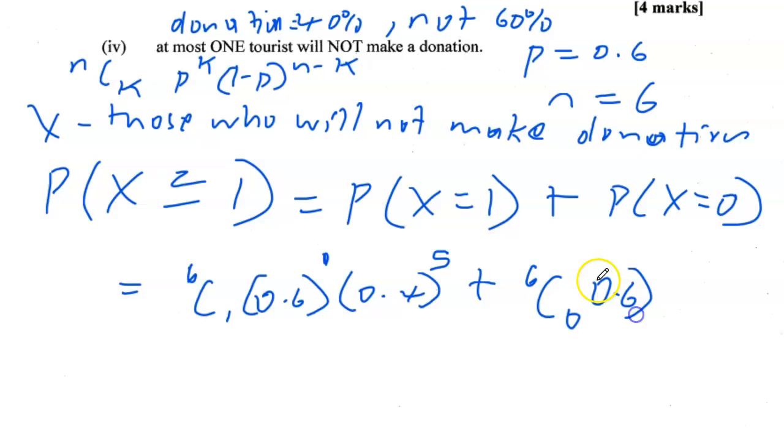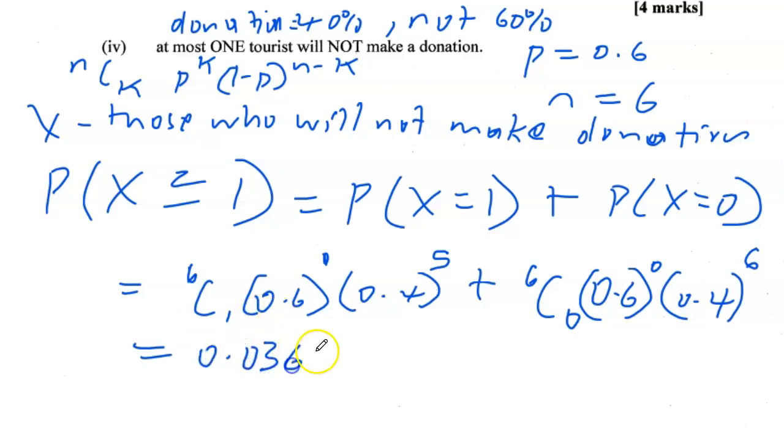0.6 to the power of 0. In the other bracket, 1 minus 0.6, so that's 0.4 to the power of 6 minus 0, which is 6. So the first one, X equal 1, works out to be 0.03686. Probability X equals 0 is 0.0041. And we could have gotten these values earlier.